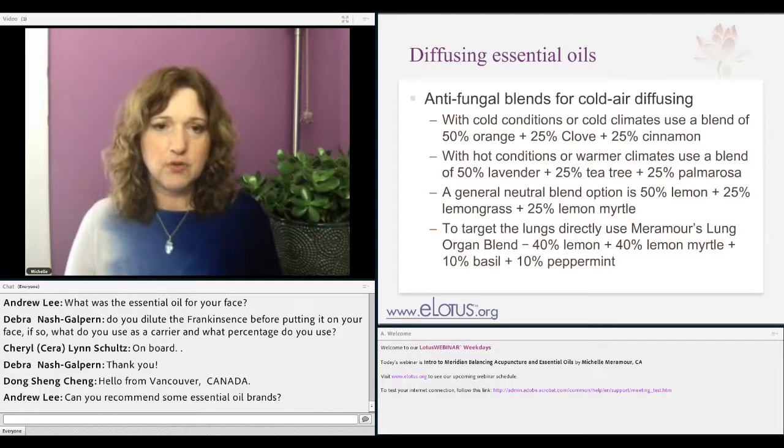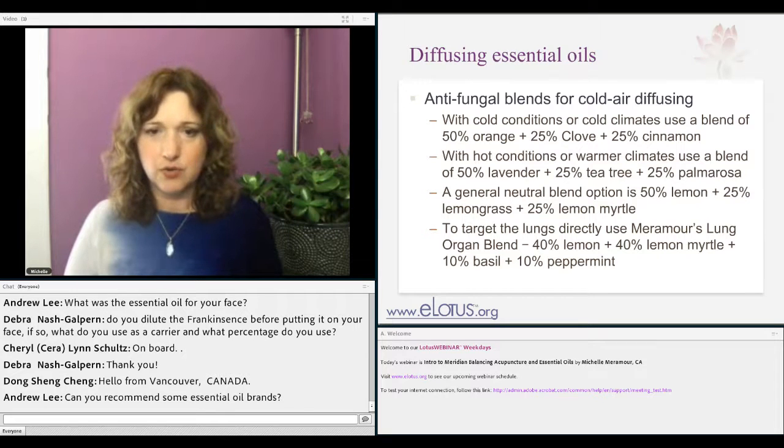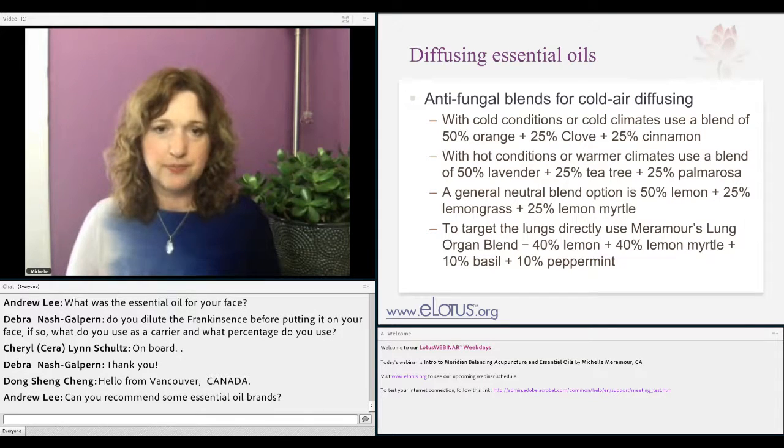And then also to target the lungs directly, I created certain essential oil blends for both the meridians and the organs, and we're going to talk about those all weekend. And they work great in the muscle testing system that I use. They muscle test favorably probably 95% of the time when somebody has an issue with their lungs.